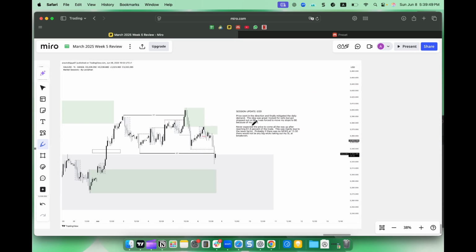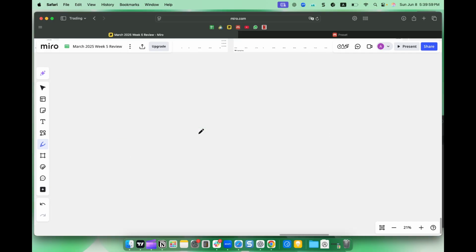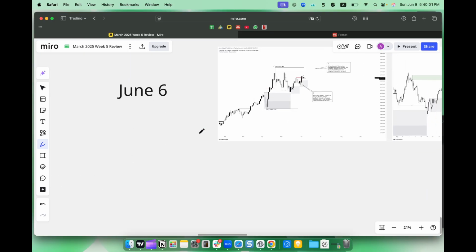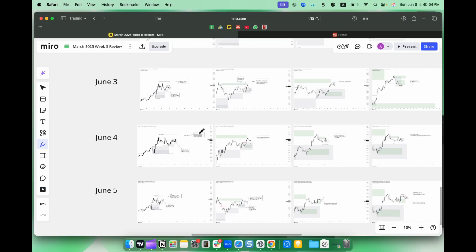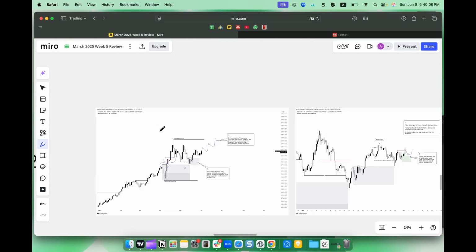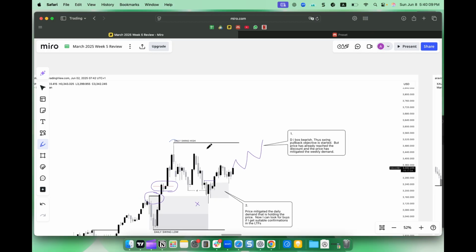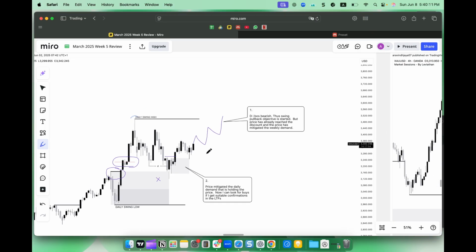And eventually, the price pushed further down, took out the low, made H1 bearish, and eventually mitigated the daily demand zone. So yeah, it is all about chasing the price down to mitigate into the daily demand zone. So yeah, we did not have this much price action this week.